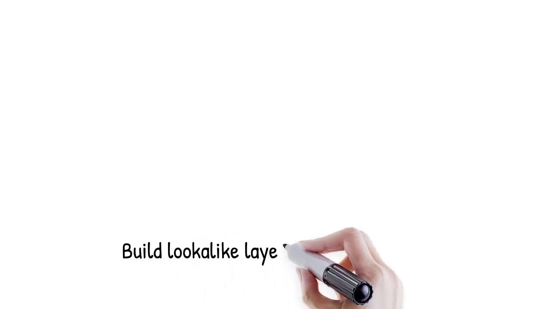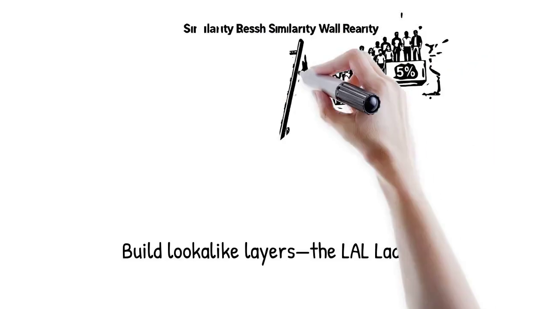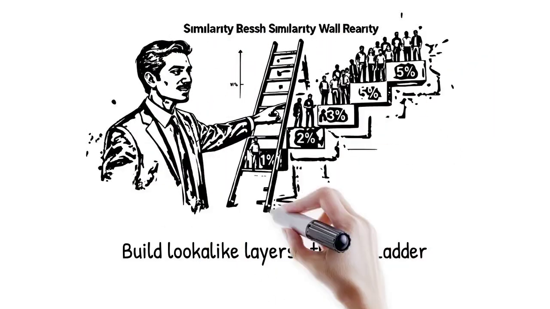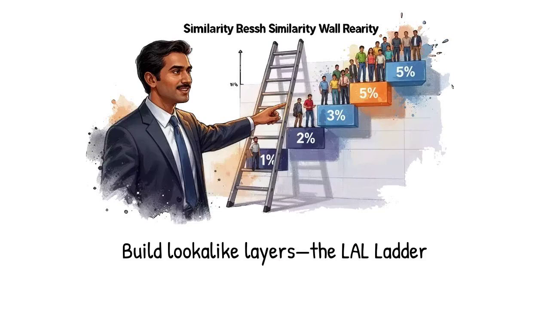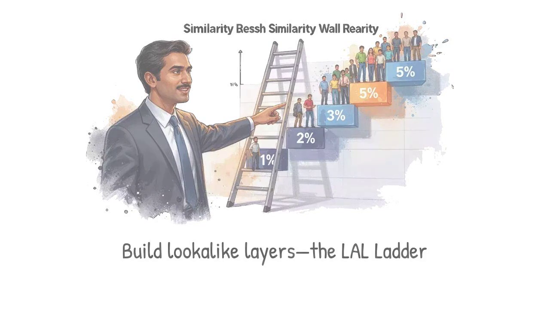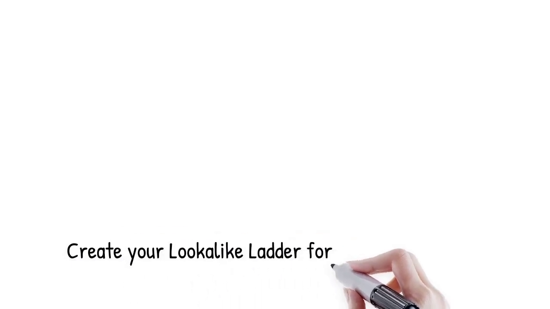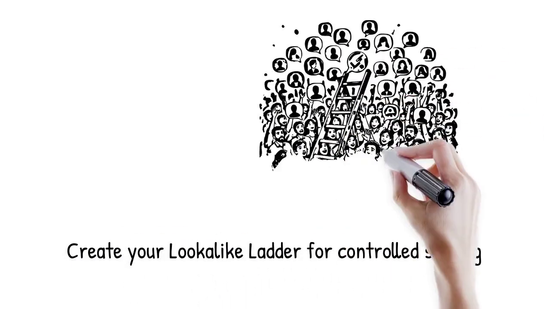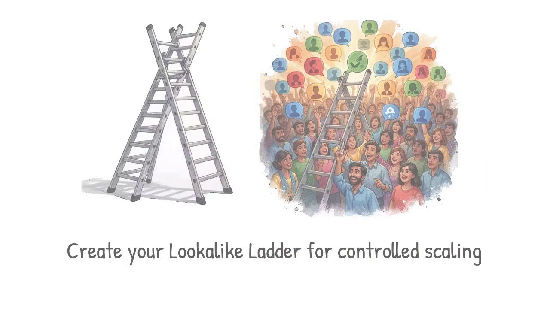Build multiple lookalike layers, the LAL ladder. Lookalikes work best when built in layers. Start with 1% lookalike, highest similarity, best quality. 2% lookalike, slightly broader. 3% lookalike, balanced scalability. 5% lookalike, wide reach, lower precision. This creates your lookalike ladder, a structured way to scale without losing control.